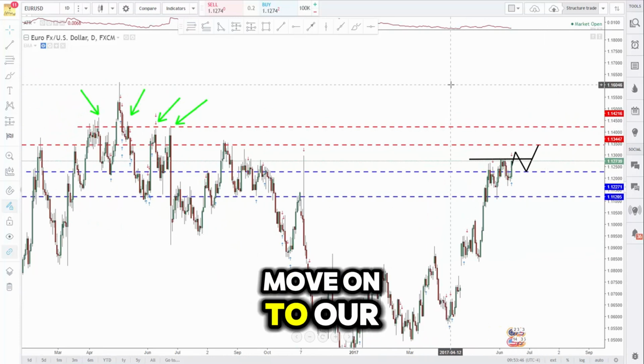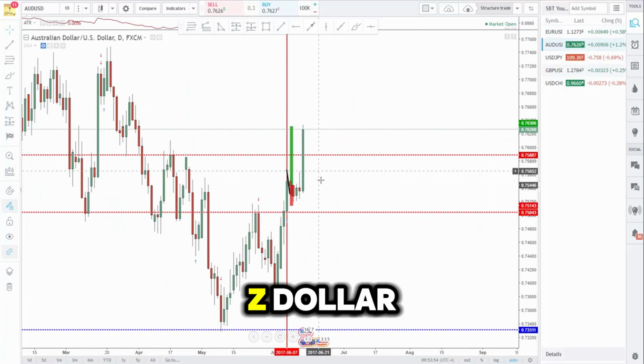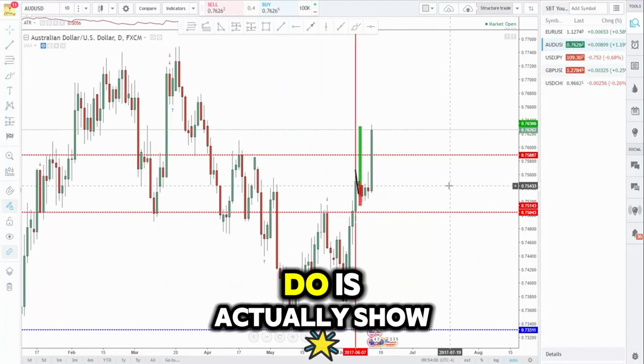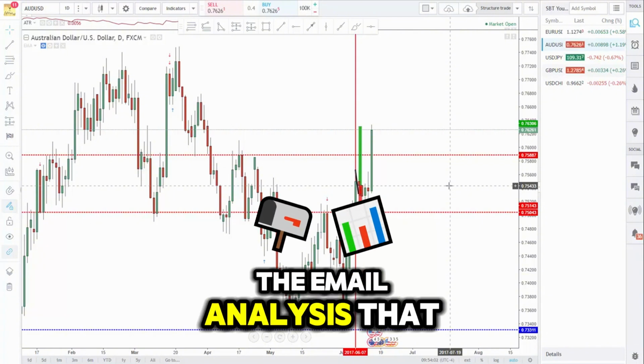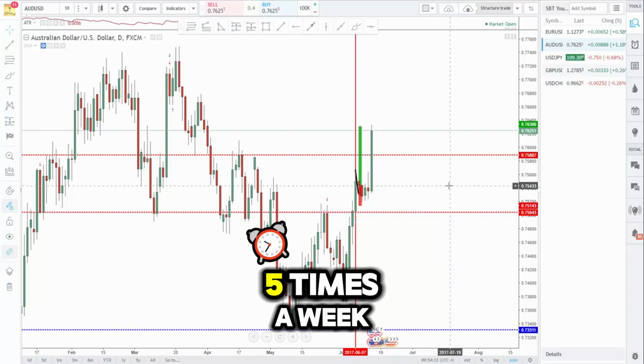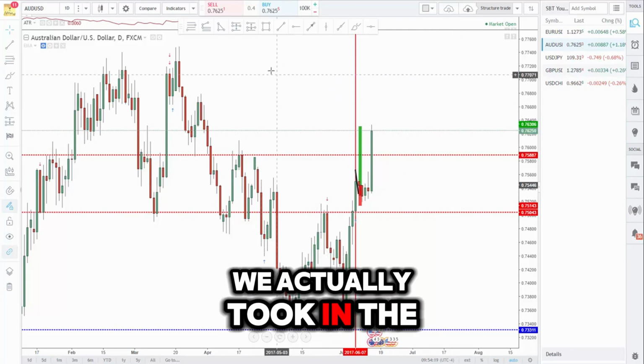Let's go ahead and move on to our next pair, which is going to be the Aussie dollar. And on the Aussie dollar, we've actually had a really nice trade on this pair in the EAP. What I'm going to do is show you guys the email analysis that I was talking about earlier, which EAP training program members receive 3 to 5 times a week, on this pair and on a breakout trade we took in the EAP program.